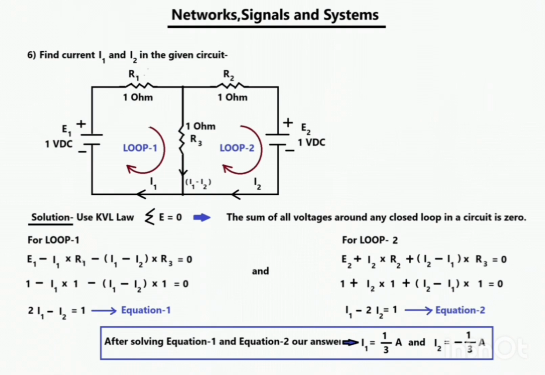After solving equation 1 and equation 2, our answer is I1 equals 1/3 ampere and I2 equals minus 1/3 ampere.